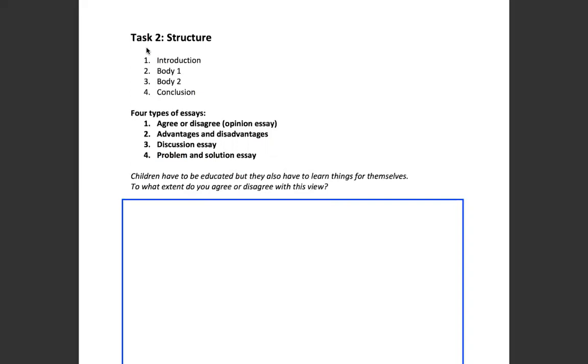So here I have a few different statements and questions that you would get in a task 2. Let's have a look at the first one. Children have to be educated, but they also have to learn things for themselves. To what extent do you agree or disagree with this view? Which type of essay is this? I don't want you to type the number in the chat box. 1, 2, 3, or 4. What kind of essay is this?